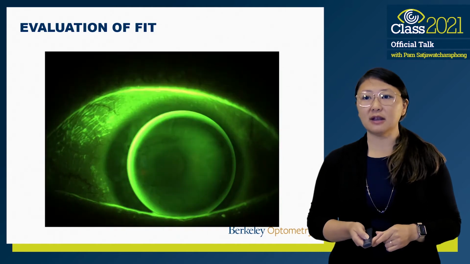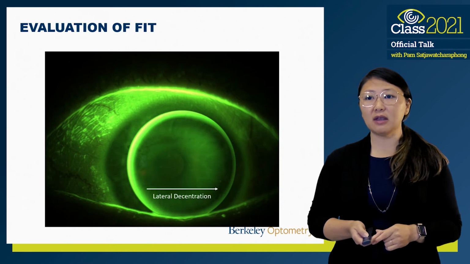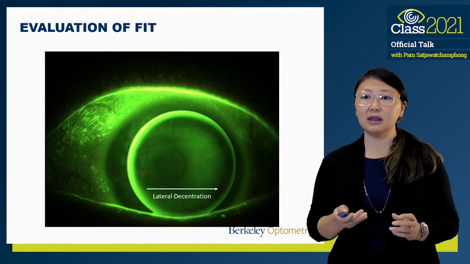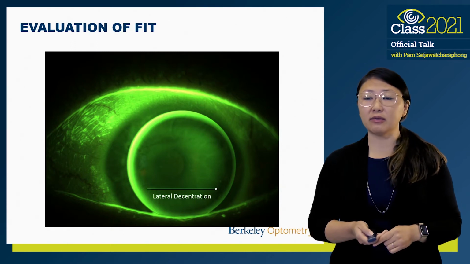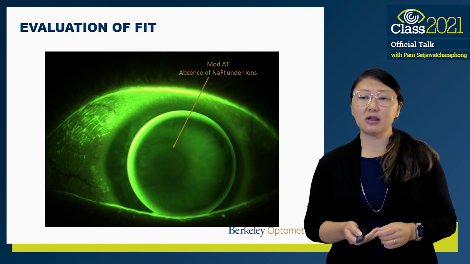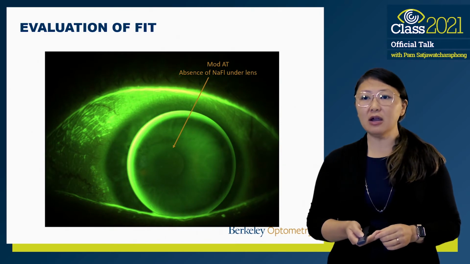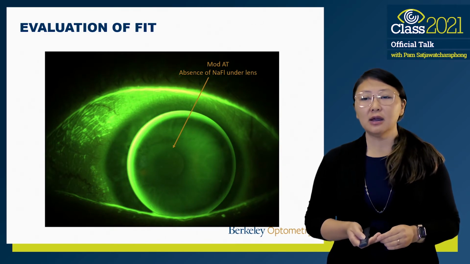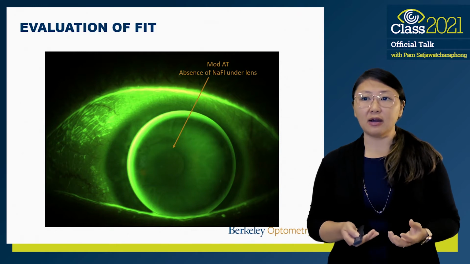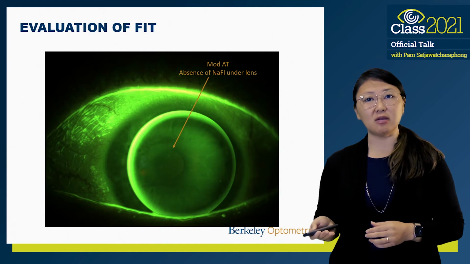So let's move on to this lens. This lens has lateral decentration. You can see the pupil is not that well centered within the optic zone of the lens. It also has moderate apical touch. It may be a little hard to see, but hopefully you can appreciate that the area over the pupil is showing bearing. There's a dark area there relative to kind of a crescent-shaped area of pooling adjacent to it.